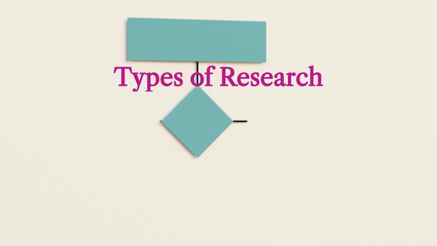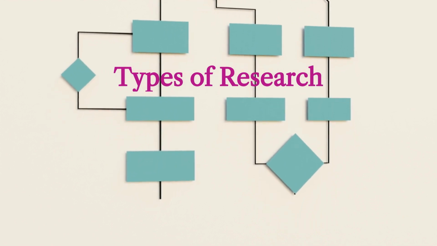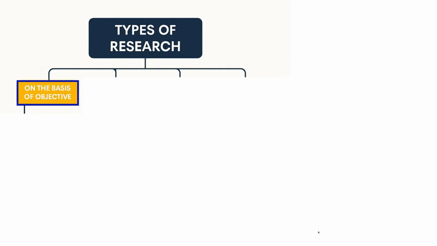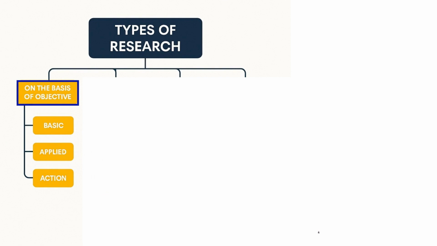Types of research. Today, with the help of a simple research tree diagram, we will understand on what basis research can be classified. On the basis of purpose or objective, research is of three types: basic research, applied research, and action research. Basic research. If research is conducted to build theory, it is called basic research.